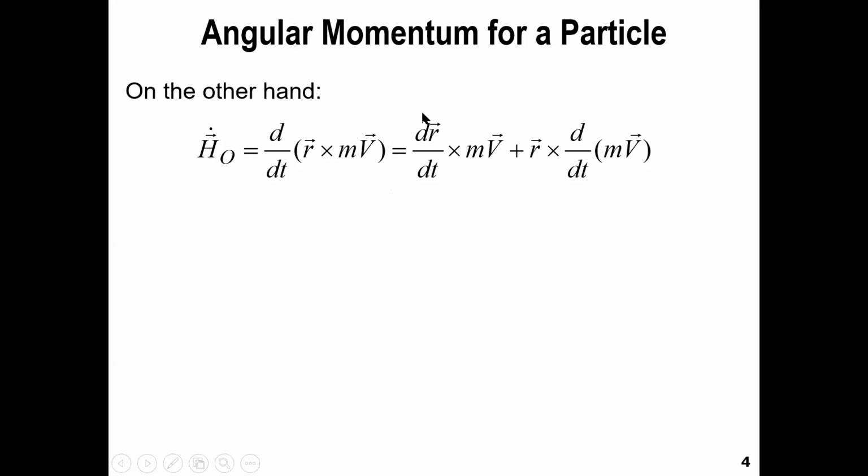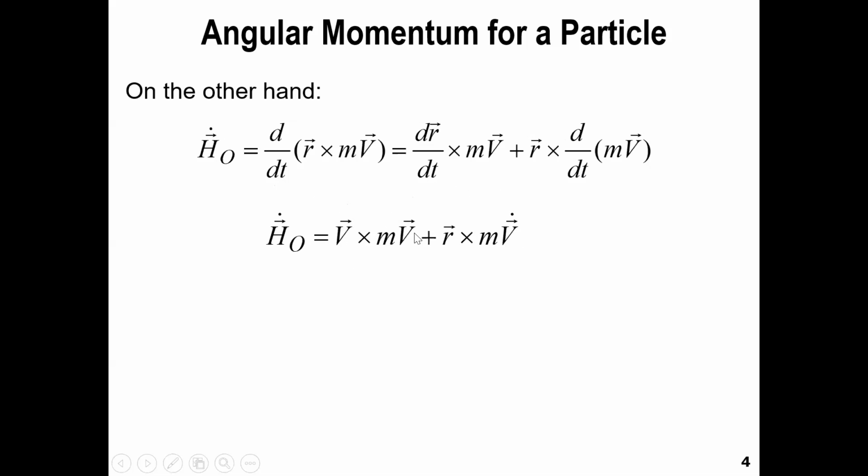Do you guys know what is dr/dt? How much is dr/dt? Do you remember from the very first lecture of the book or the course? Anyone remembers anything? It's velocity. dr/dt is velocity. So technically, if you simplify this, m is constant, so d/dt of mv is going to be m v dot. So the first term becomes v cross mv. The second term becomes r cross m v dot.